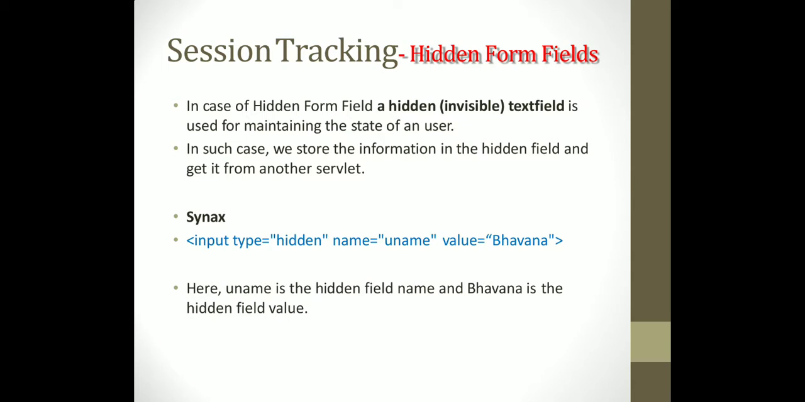So in this session tracking, uname is the hidden field, the example we are talking about. You can see here the uname is the hidden field, and we have provided the name bhavna, so it is the hidden field value. In hidden form fields, that invisible text field is used for maintaining the state of the user. So this bhavna is a hidden field value that can be used for storing that information.